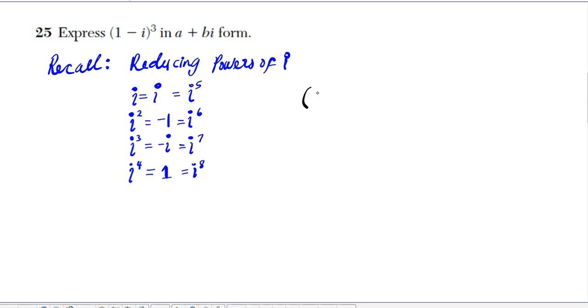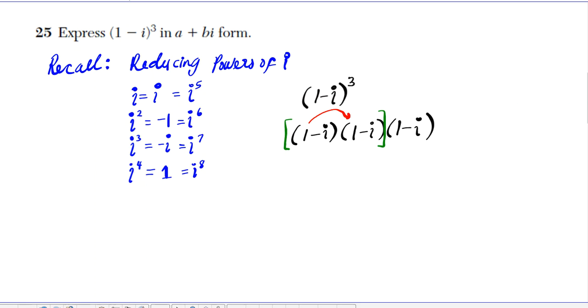We have 1 minus i raised to the third power. So using our properties of exponents, we know that raising this quantity to the third power means that we are going to multiply this quantity by itself 3 times. Okay? So when we're multiplying, we're going to do the first two first. Let's multiply 1 minus i and 1 minus i. So we're going to FOIL that out. We're going to do first, outer, inner, and then last. So let's multiply that out.